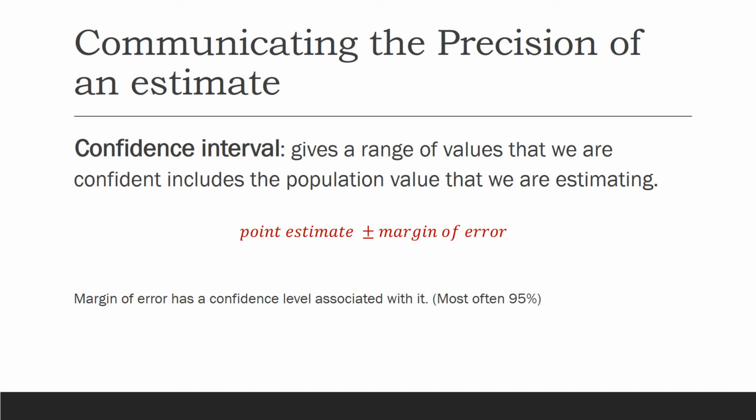But a confidence interval gives a range of values that we're confident includes the population value that we're trying to estimate. The form that confidence intervals take is they take a single number estimate, called the point estimate, and then they add and subtract a margin of error. And the margin of error has some sort of confidence level associated with it. Usually we use 95%. So for instance, if we made a 95% confidence interval for the mean, we would be 95% confident that the interval that we make captures the true mean that we're trying to estimate in the population.